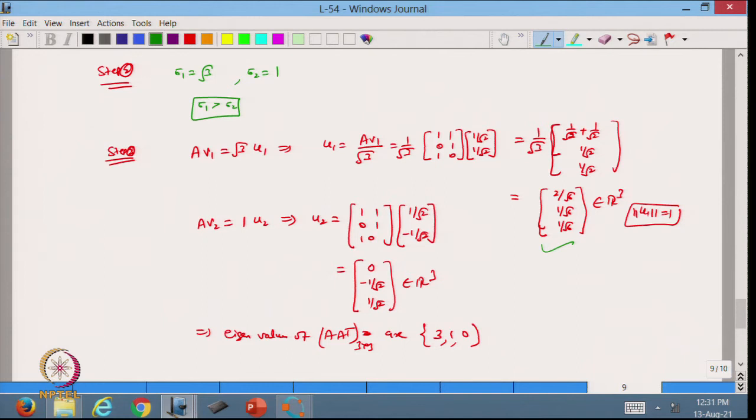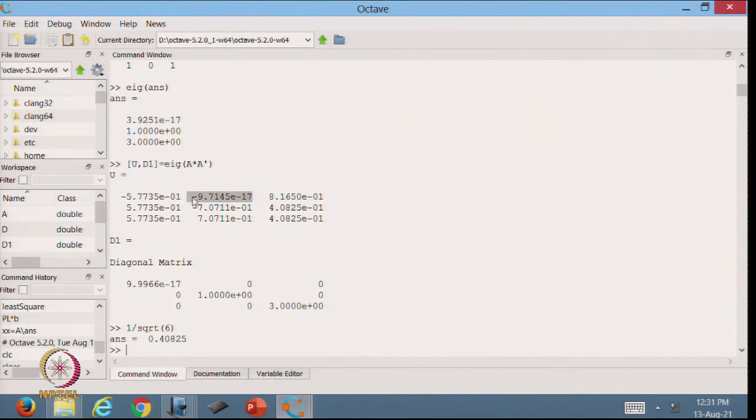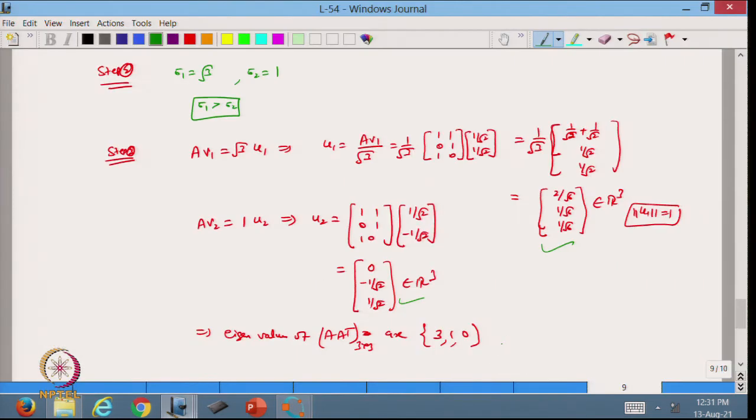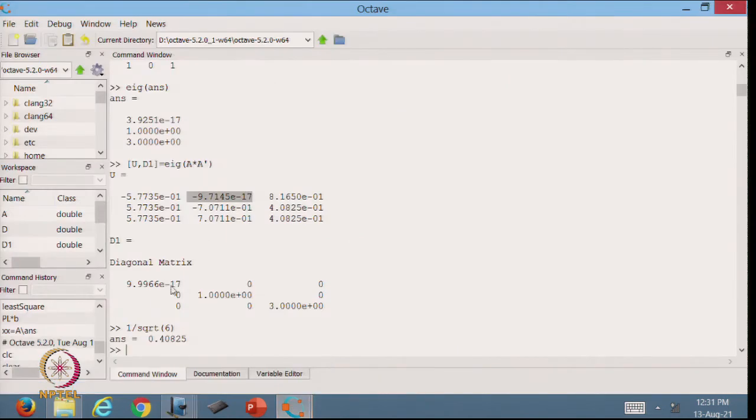Then the other one, I should get my U2. So, U2 is 0 and this value. Let us see what is here. Here also the first value is 0, otherwise it is minus 1 by root 2 and this is plus 1 by root 2, corresponding to 1. The last value we have found is minus 1 by root 3, and that corresponds to the 0 eigenvalue.